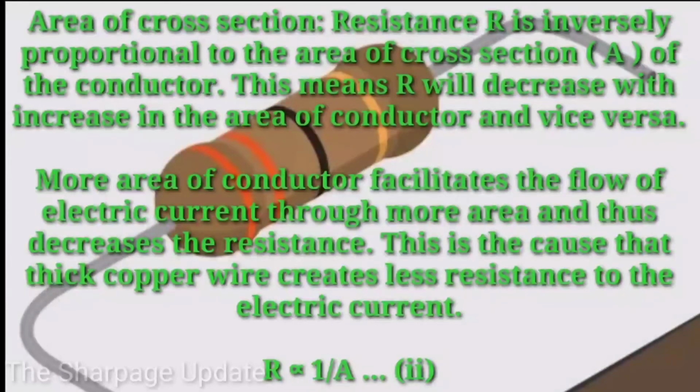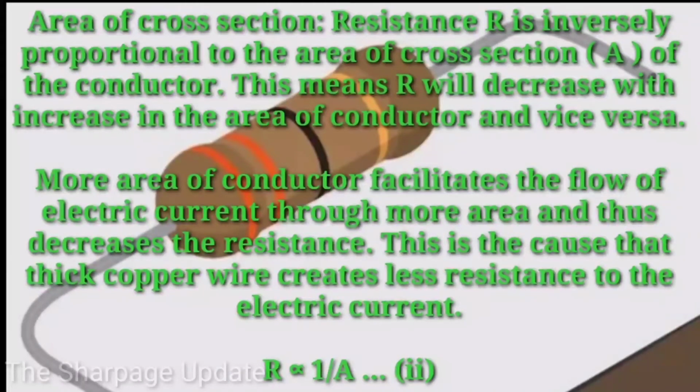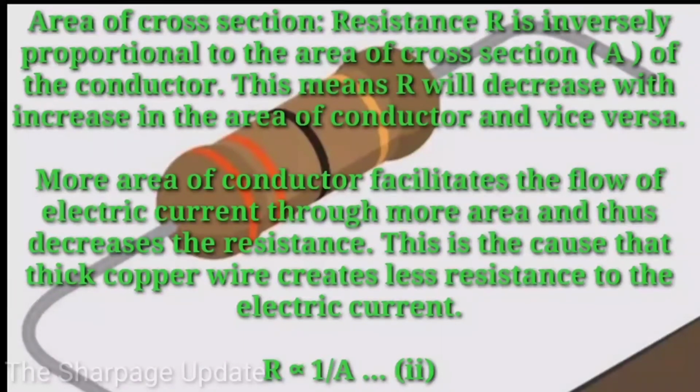Now, the second factor is area of cross section. Resistance is inversely proportional to the area of cross section of the conductor. This means resistance will decrease with increase in the area of the conductor and vice versa. More area of the conductor facilitates the flow of electric current through more area and thus decreases the resistance. This is the reason that thick copper wire creates less resistance to the electric current.